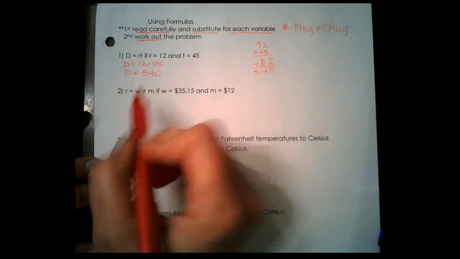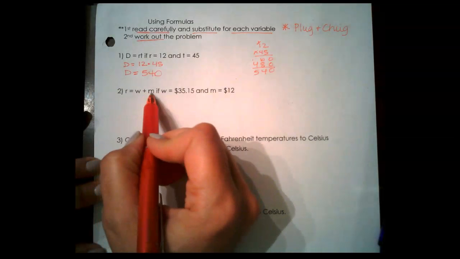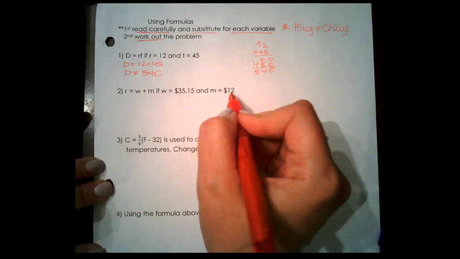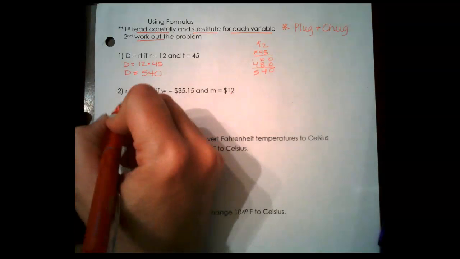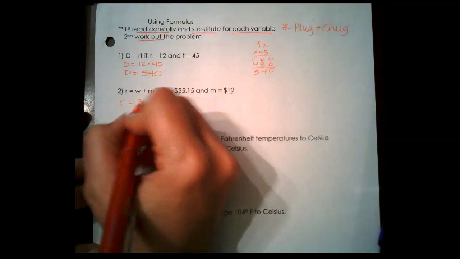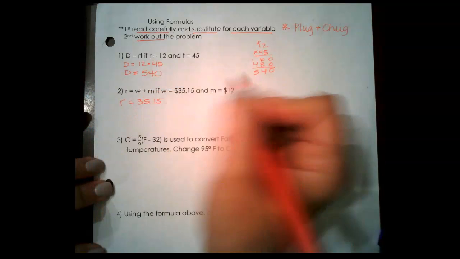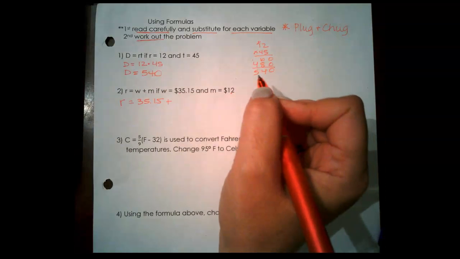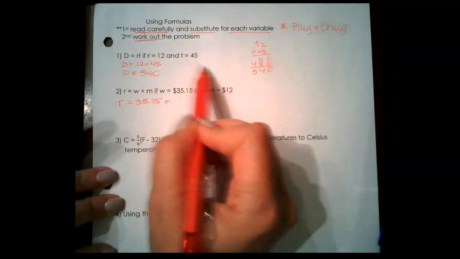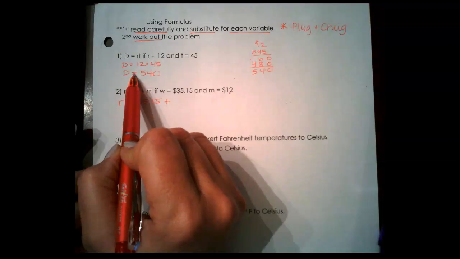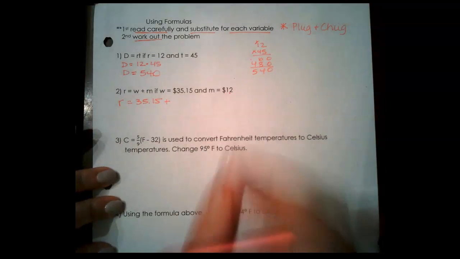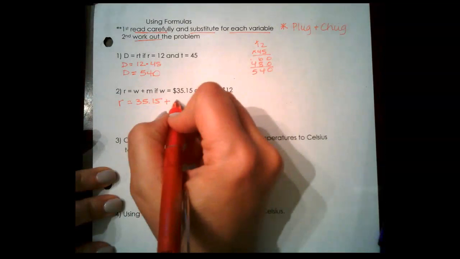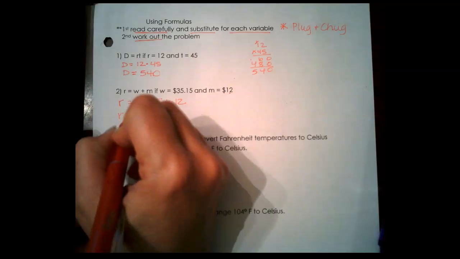Okay? For the second one, we have R equals W plus M. Well, they tell us W and they tell us M. Substitute for your W, $35.15 plus, follow your formula, and you're going to solve it algebraically, just straight down. Don't come out to the side and start doing little pieces. Straight down with your equal sign so that you know you have done everything you need to. When you come out to the side, that's where you start messing up. And we're going to add 12 to that. R will equal these two.